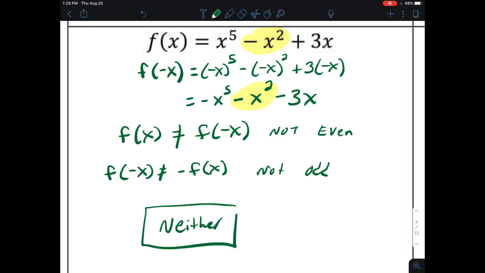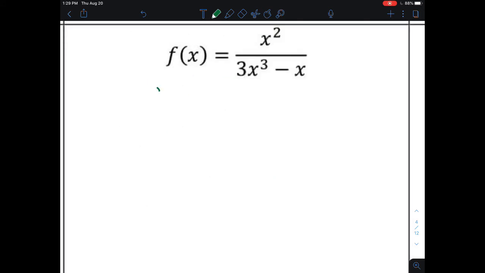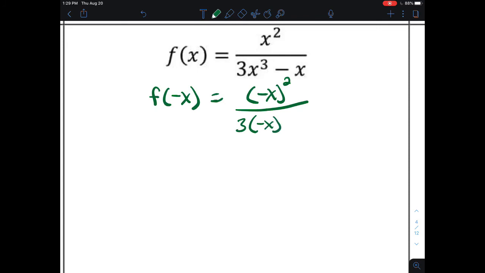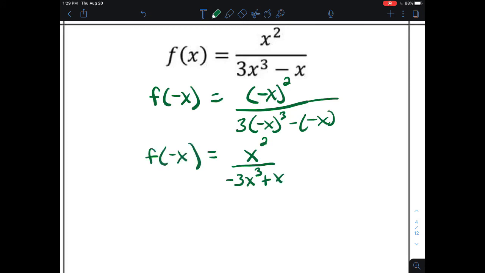Now let's look at this one. We're trying to do the even or odd test. So the even or odd test means we change all x's into a negative x, and then we simplify the equation to see what effect that had on our expression. So I put a negative x in parentheses everywhere there was a positive x. I rewrite, and then we go through the process of simplifying. So that's going to make x squared on top divided by negative 3x to the third plus x. So that's f of negative x.